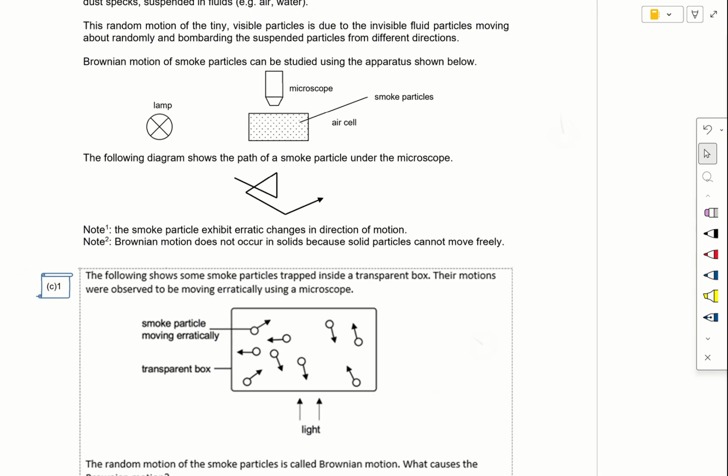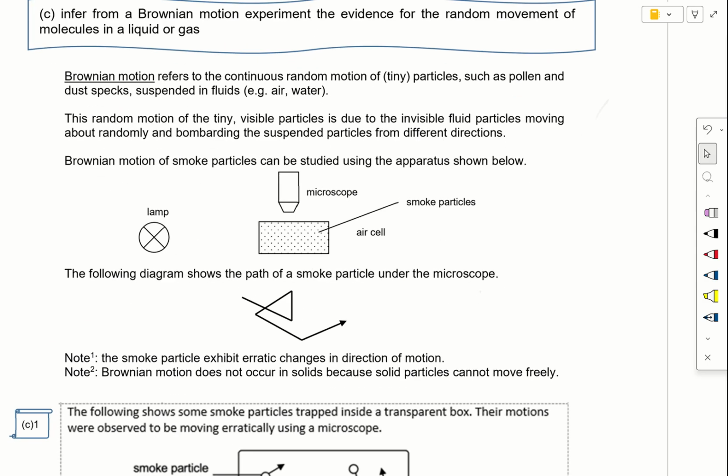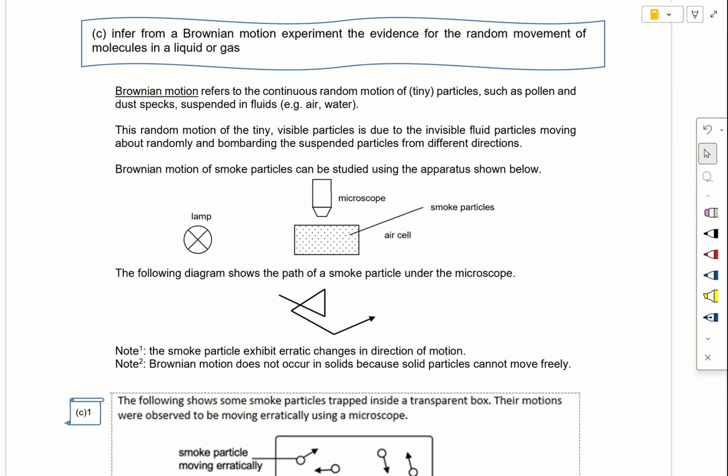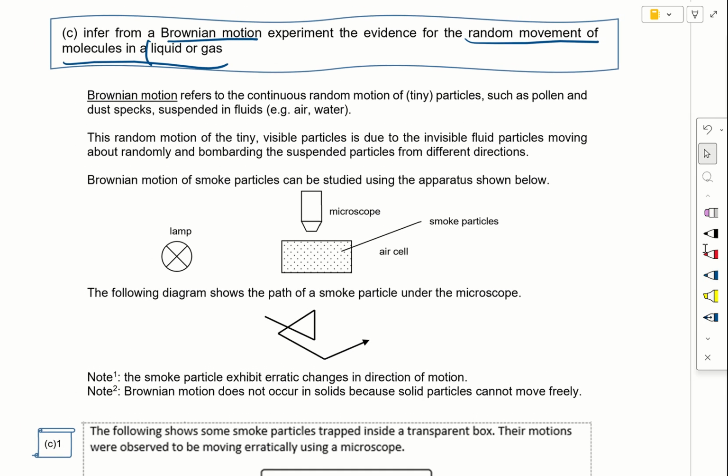Okay, let's do success criteria C. Infer from a Brownian motion experiment. This is by a physicist called Mr. Brown. From this Brownian motion experiment, he had the evidence of random motion of molecules in a liquid or gas. So take note, liquid or gas, they are actually fluids, and they can flow.